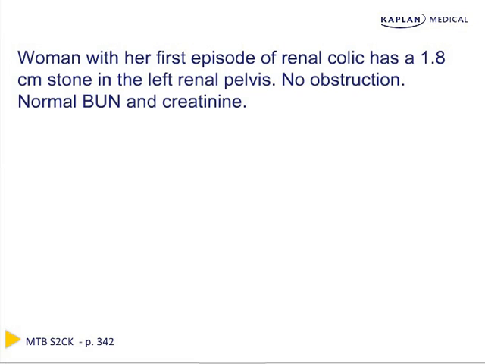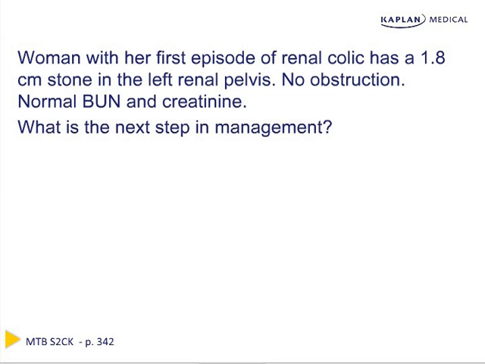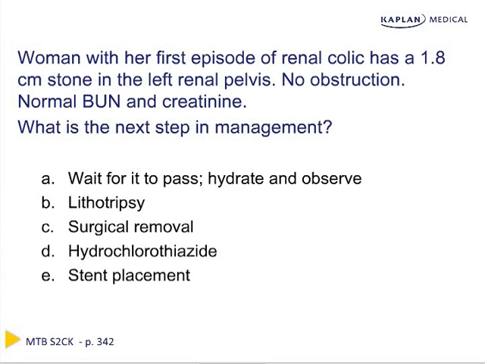Let's now take a look at another clinical vignette. Here we have a woman who has her first episode of renal colic and is found to have a 1.8 centimeter stone in her left renal pelvis. There's no obstruction noted, and her BUN and creatinine are both normal. So what's the question? What is the next step in management? Our answer choices here are to wait for it to pass, just hydrate and observe, perform lithotripsy, perform surgical removal, give hydrochlorothiazide, or place a stent.